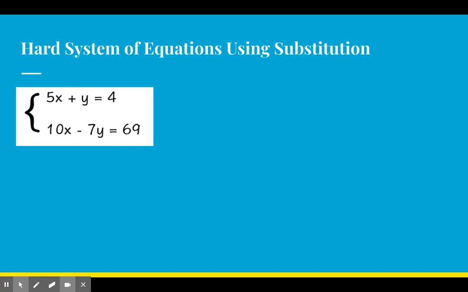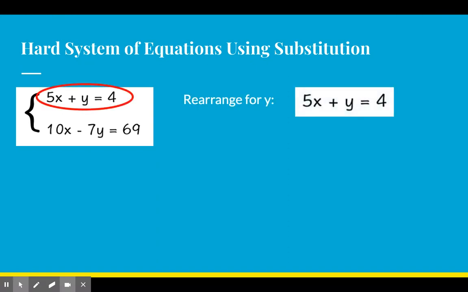If I look at the second one, there's not a variable that's already kind of by itself. Okay, we have a 10x and a negative 7y. Neither of them are just 1x or 1y, so that would be a little bit more work. We could rearrange that one if we wanted to, but it would be way easier to do the first one. So I'm going to take the first one and rearrange it for y.